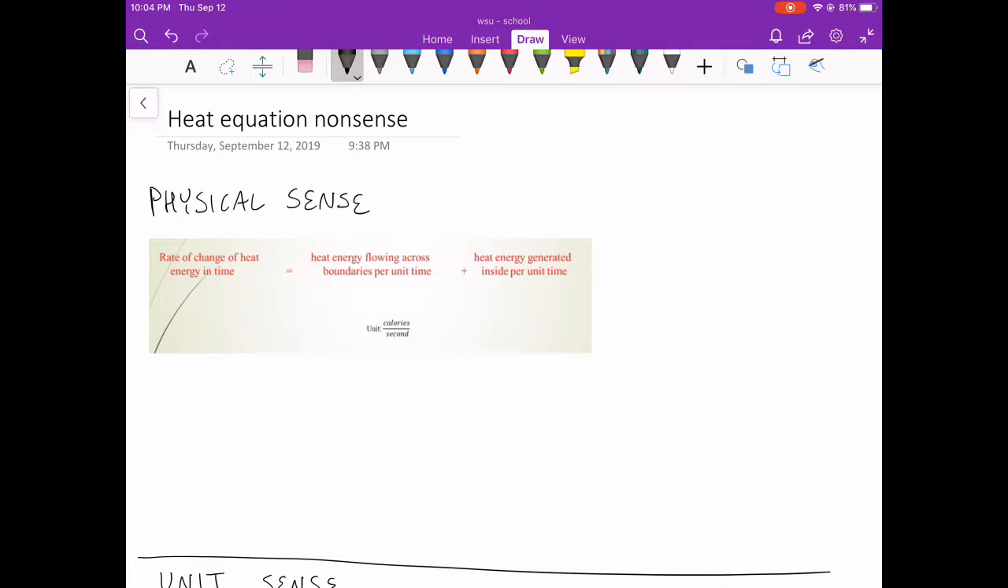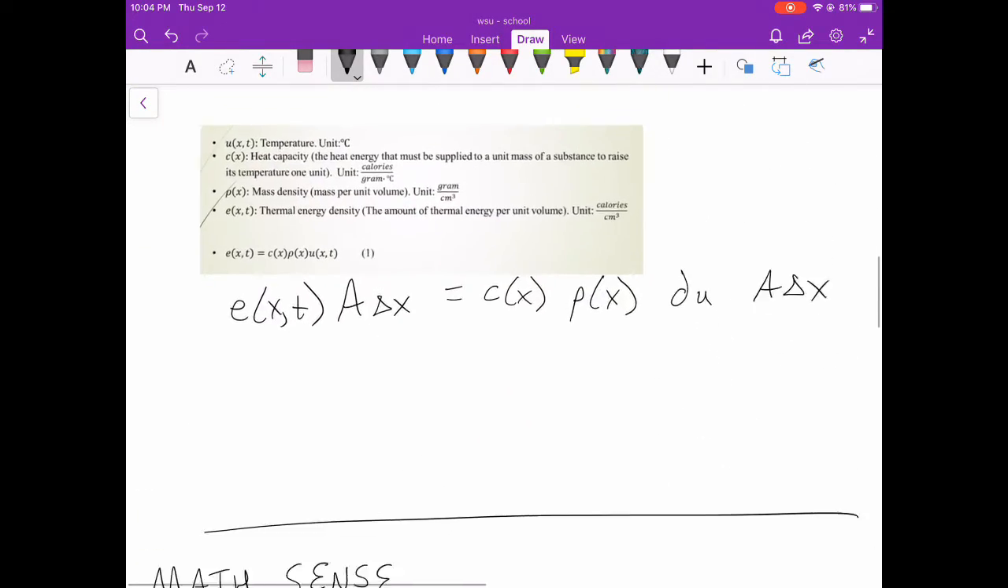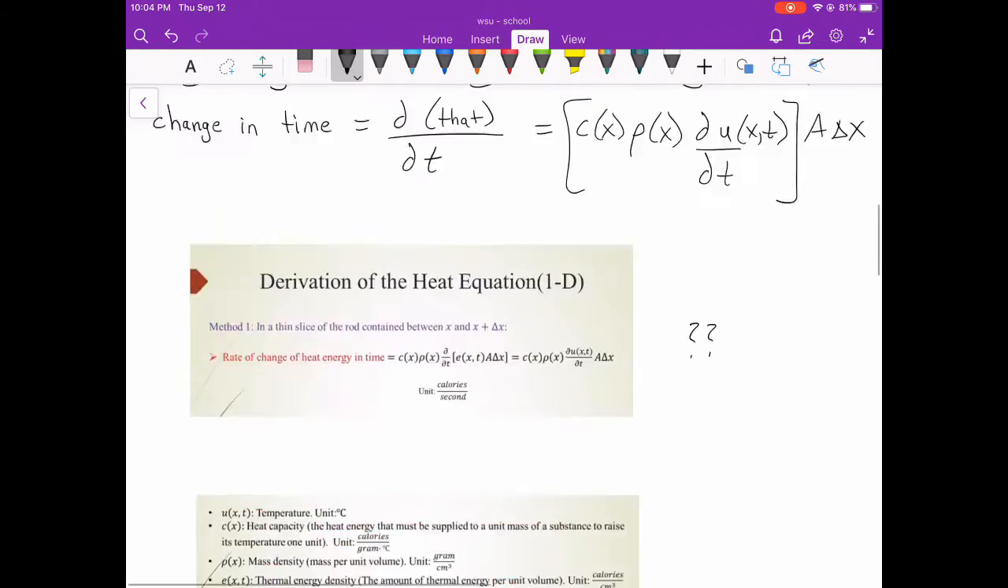Hey guys, so I'm going to walk through what I understand of this heat equation nonsense, and it will either help you or it'll confuse you more and you can help me, but I think I get it. As far as the three things we need to talk about, we need to demonstrate that the equation makes sense physically, and also that the units make sense, and then also that it mathematically works out.